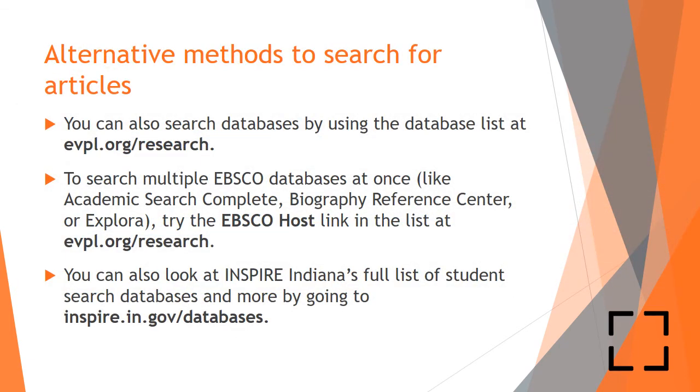Alternative methods to search for articles would include going to evpl.org/research. You can go into each database as you might have in the past. To search multiple EBSCO databases at once, either from EVPL or from Inspire, you can either go to the evpl.org/research page or to the inspire.in.gov/databases page as shown on the screen. You can find more information about how to conduct research by looking at the Inspire databases and evpl.org database info pages on those specific databases.